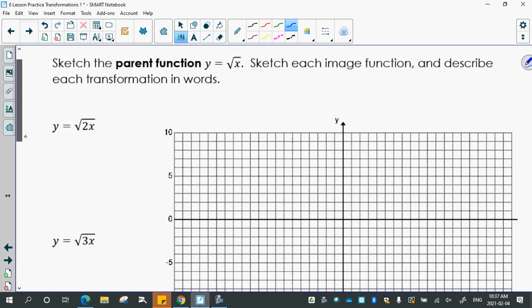Alright, so sketch the parent function y equals square root of x. Sketch each image function and describe each transformation in words. Let's start with our regular one. I can fit all the way to 7 here. So that's my parent.